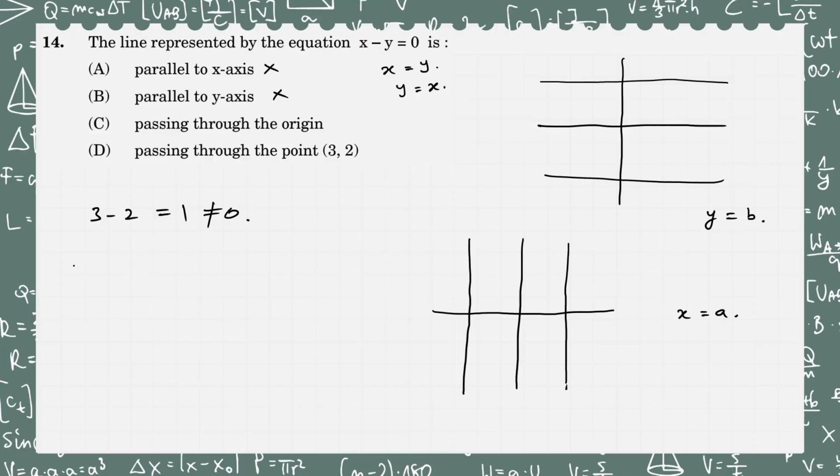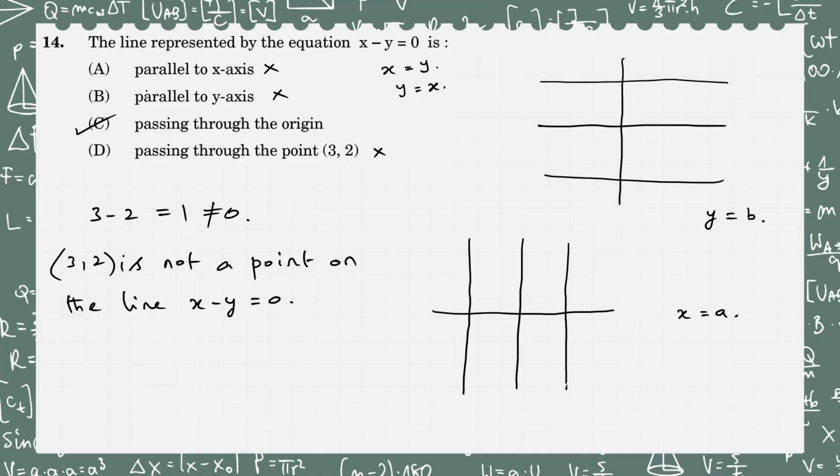So (3, 2) is not a point on the given line. Or you can say the line is not passing through the point (3, 2); both are the same only, right? So this is also not valid. So passing through the origin is the only option, and you can make sure about that also by putting x equal to 0 and y equal to 0.